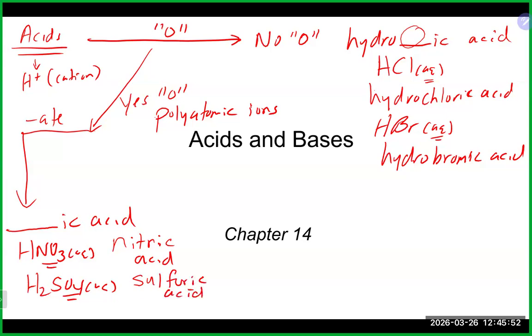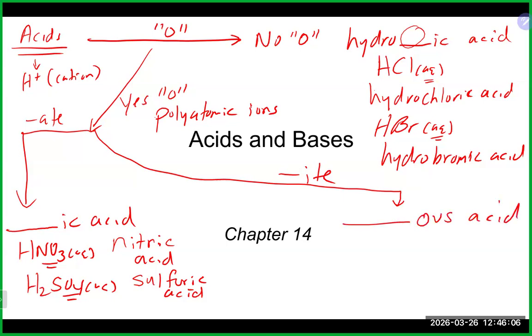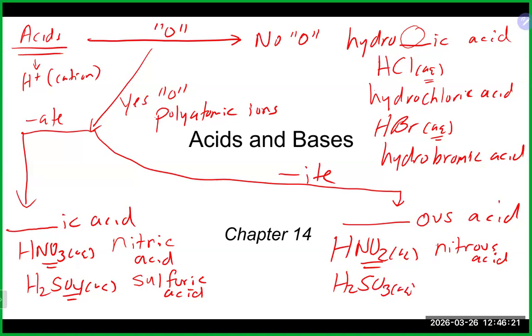No hydro with somebody that has oxygen, which are known as oxyacids. If your polyatomic ion contains oxygen and ends in ite, which is the other way those guys end, your acid name is -ous acid. So if you have HNO2, that is nitrite, that is nitrous acid. H2SO3. SO3 2- is sulfite, that's sulfurous acid.